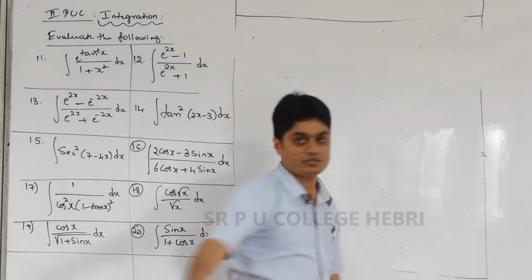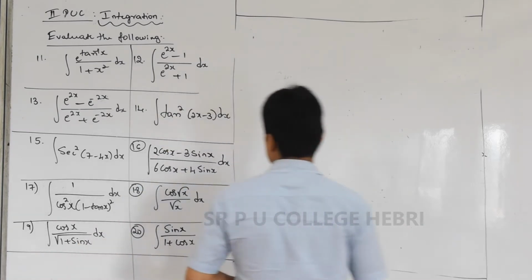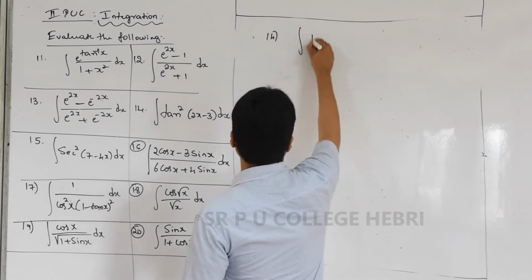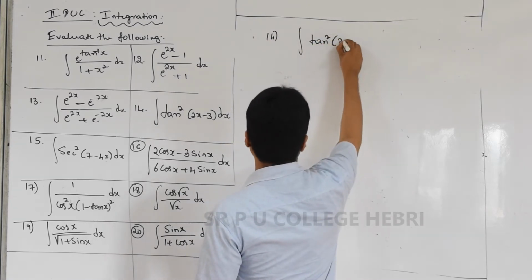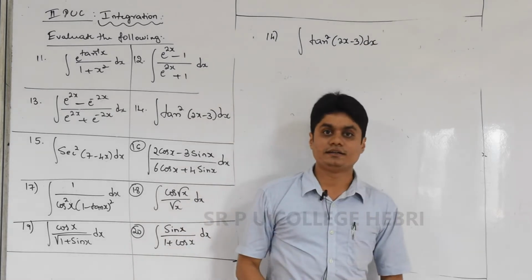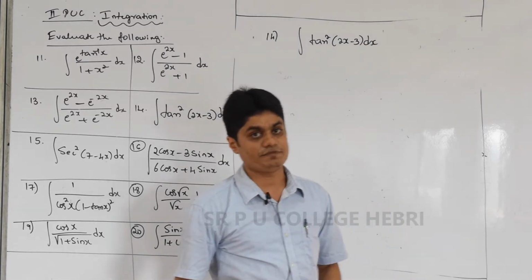Okay, so which is the next question on the board? Integration of tan square of 2x minus 3. Question number 14, integration of tan square of 2x minus 3 dx. You don't know the integration of tan square x as a standard function.